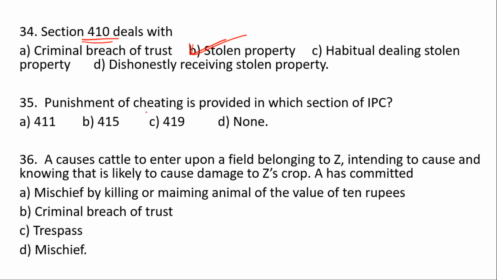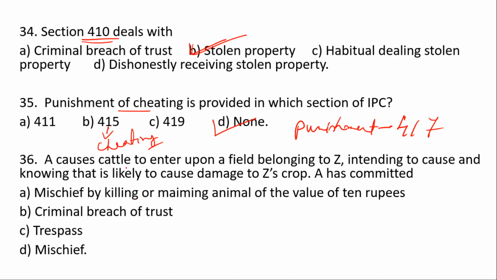35. Punishment of cheating is provided in which section of IPC? Okay, so here the correct option is that none is the section that provides the punishment of cheating. 417, and 415 defines cheating. Okay.